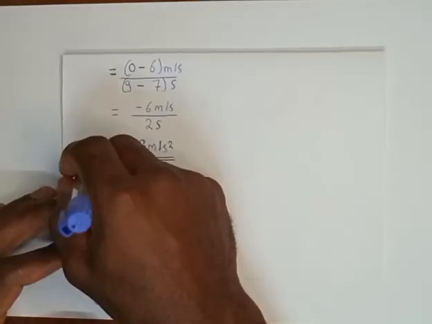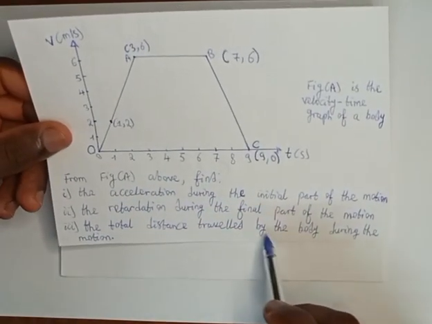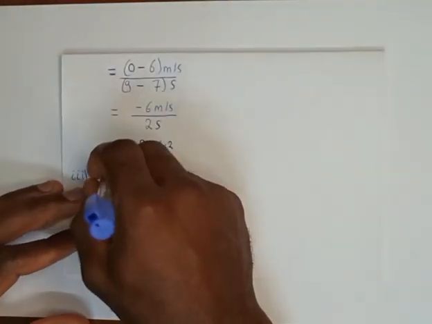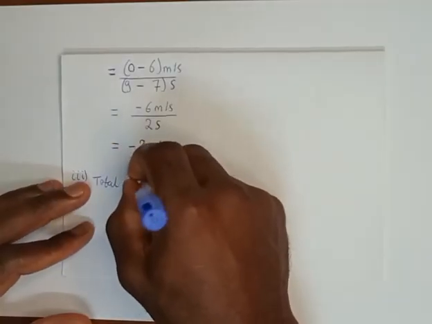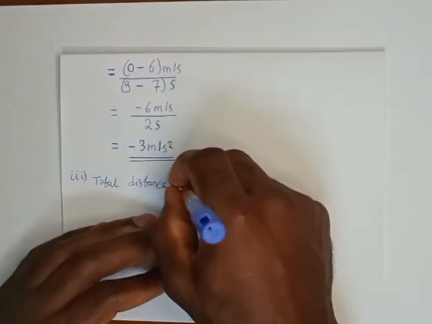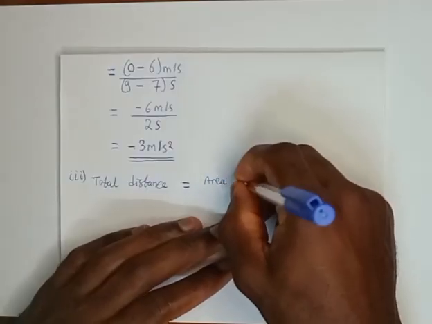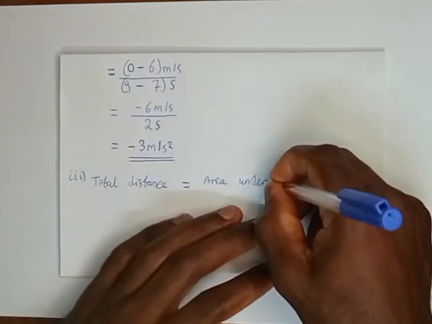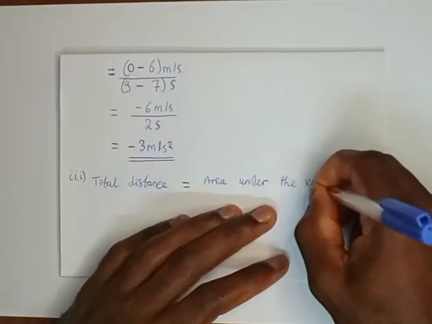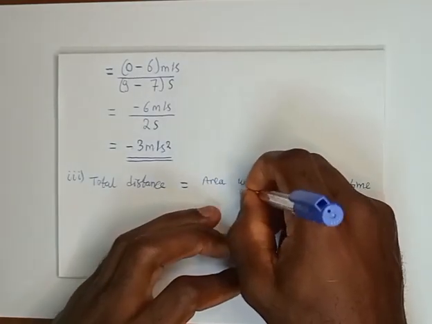Question 3i is asking us to find the total distance traveled by the body during the motion. The total distance will simply be equal to the area under the velocity time graph.